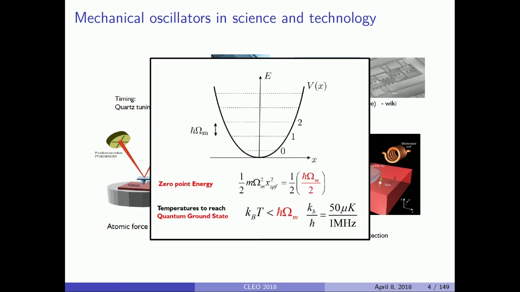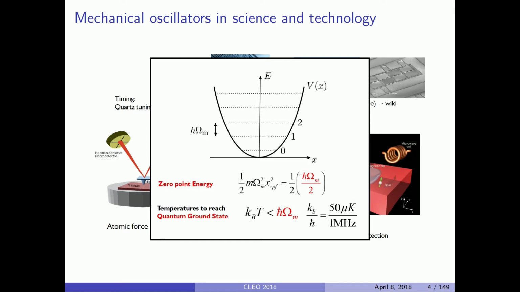Now, mechanical oscillators are also quantum objects. You can quantize mechanical oscillators, and just like any harmonic oscillator, they have a ladder spacing of h bar omega. They have a well-defined ground state. And if you ask what temperature it takes to move a mechanical oscillator into its quantum ground state, for a 1 megahertz oscillator you would need a temperature of 50 microkelvin. So these are very, very low temperatures, and it's not something you can readily generate with a refrigerator.